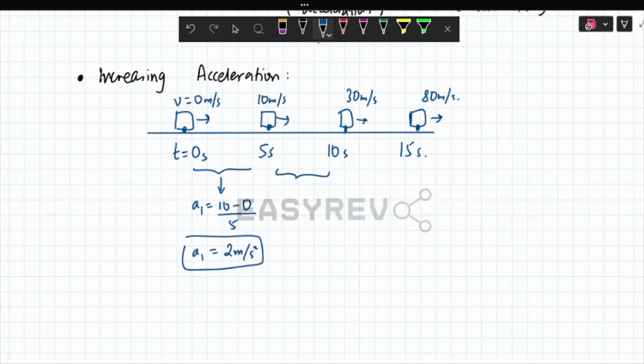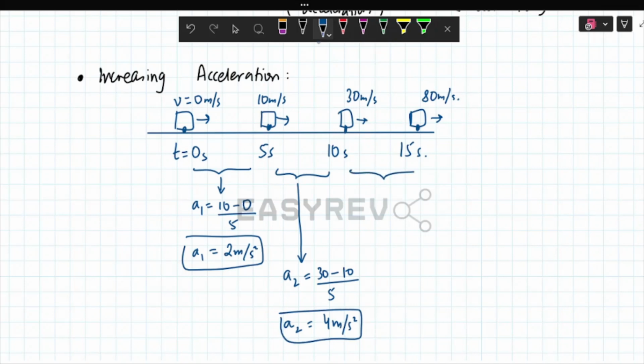For the next 5-second interval, we get 30 minus 10 divided by this 5-second interval 5, and we get 4 meters per second square. And then we have the third 5-second interval, 80 minus 30 divided by 5. That will be 10 meters per second square.